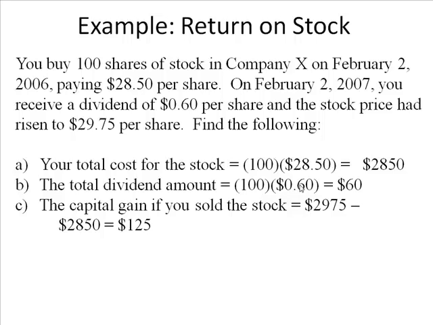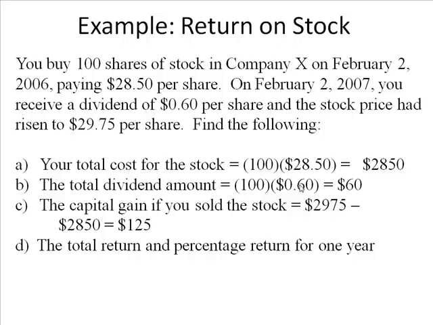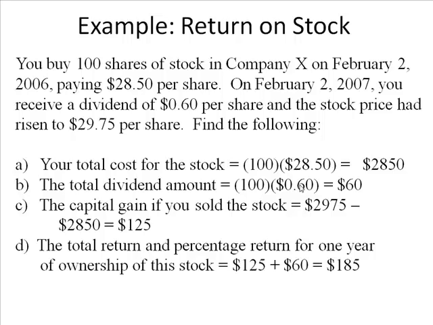If we actually sell the stock on February 2nd, 2007, the price had risen to $29.75 per share. 100 shares would yield us $29.75 minus the $28.50 that we paid, means our capital gain would be $125. The total return and percentage for 1 year investment would be calculated by adding our dividend plus our capital gain. The total return was $185 for the year.